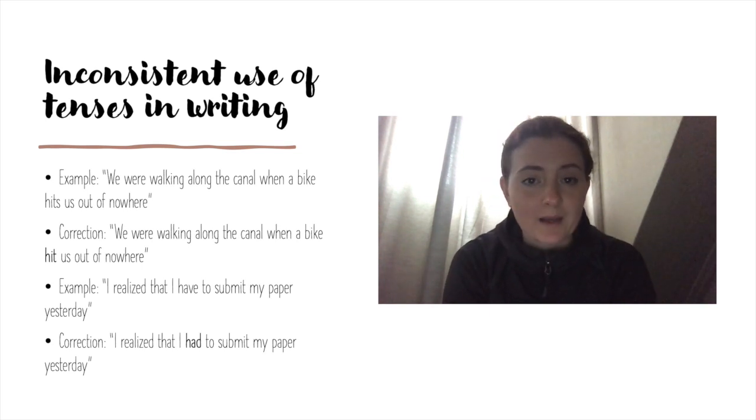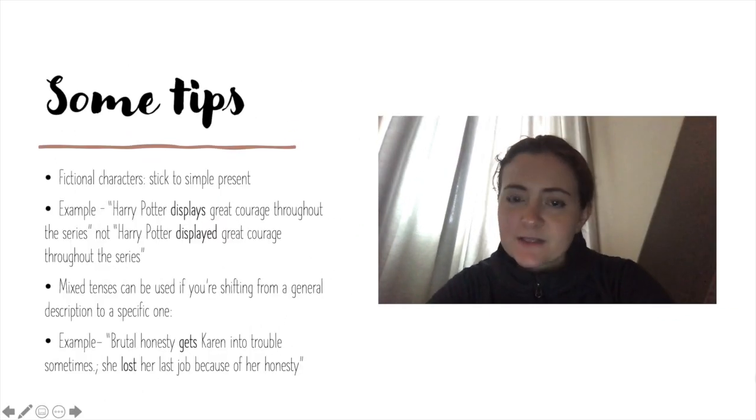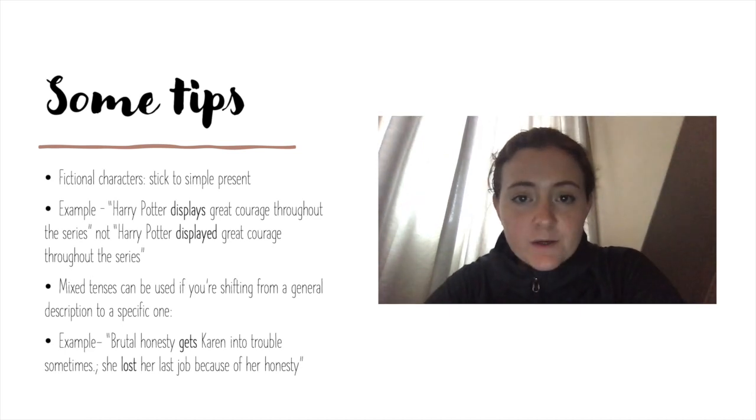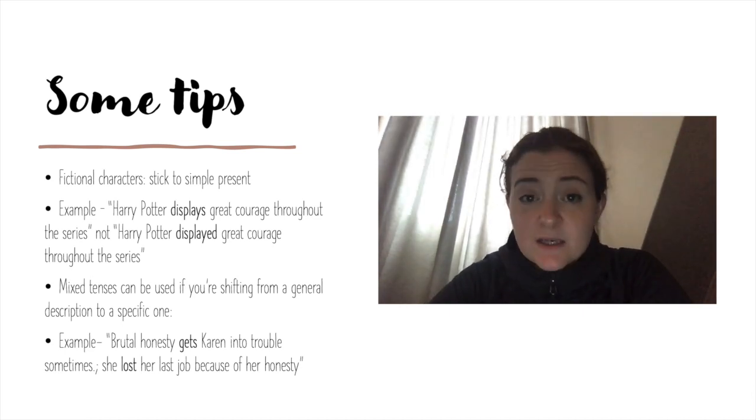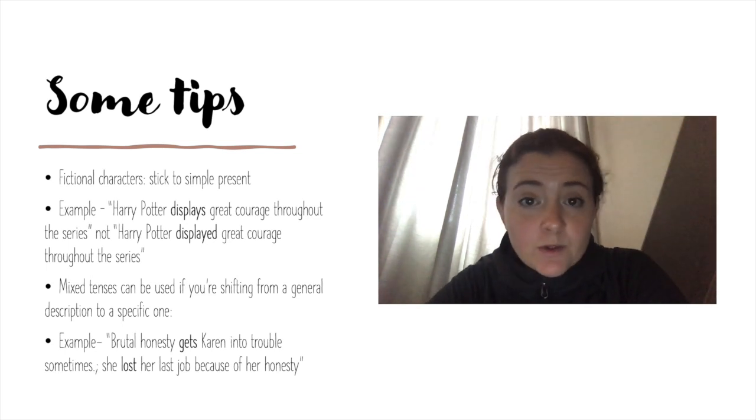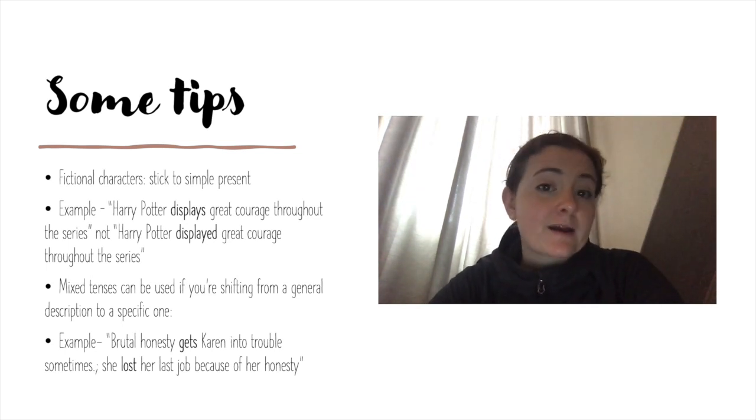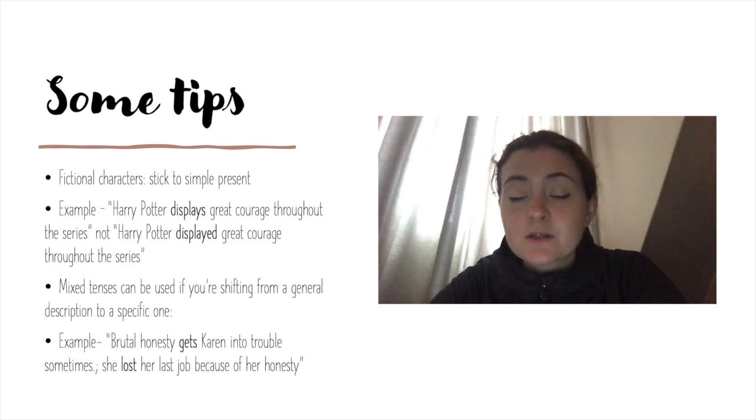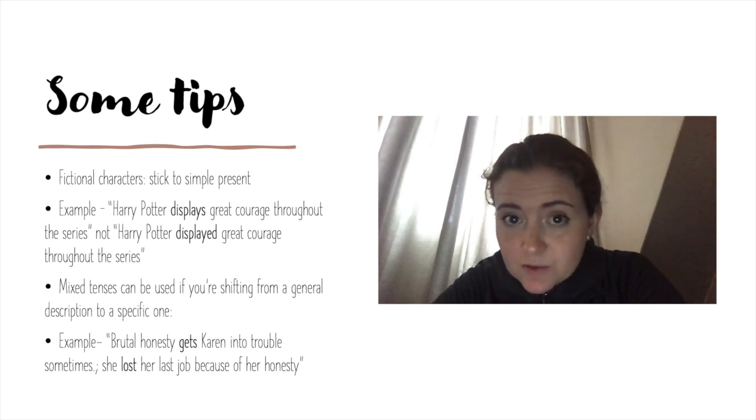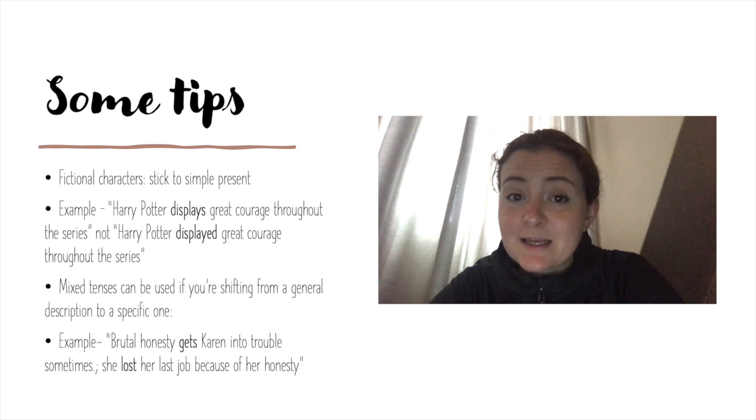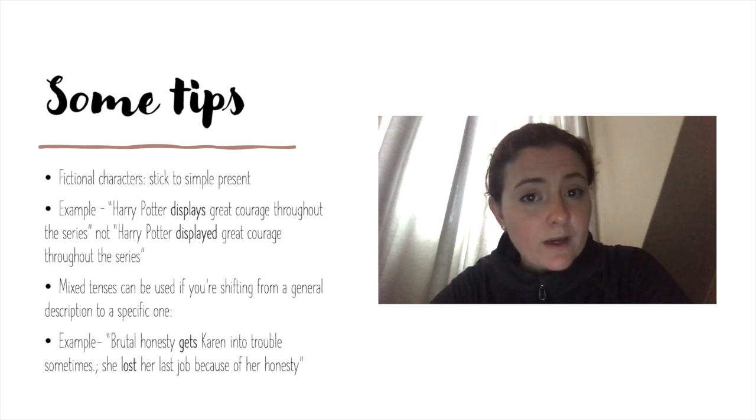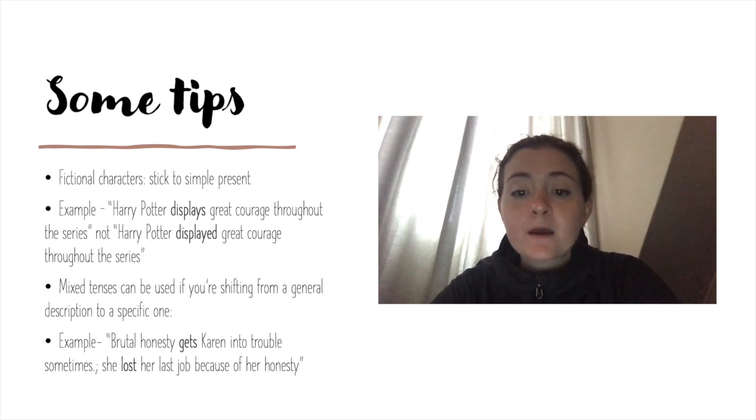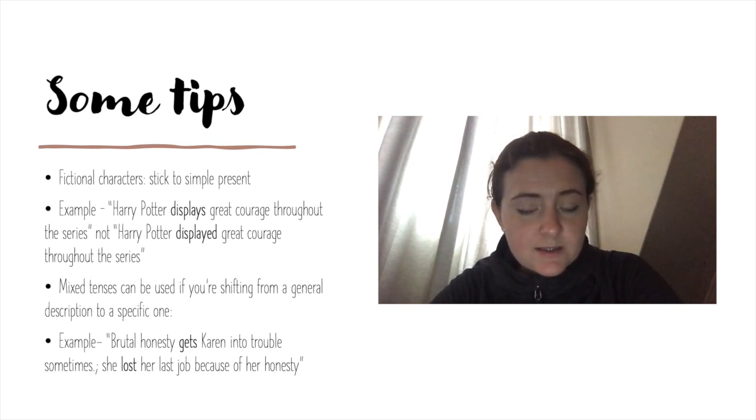But since it's something that needed to have been done in the past, then you need to make sure that the tense is correct. Okay, so here are some tips to help you out. When you're speaking about fictional characters, stick to the simple present. I actually would argue that in most cases for academic writing, you should also stick to the simple present if it makes sense to do so. It's usually your safest, cleanest, clearest tense to write in. So for example, Harry Potter displays great courage throughout the series, not Harry Potter displayed great courage throughout the series.